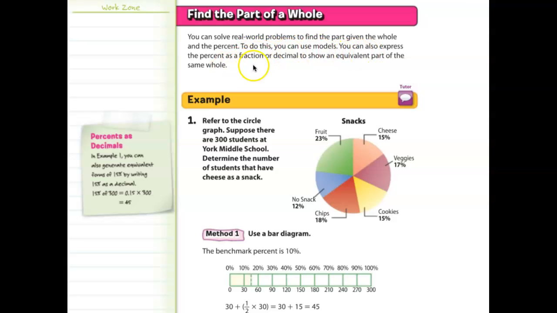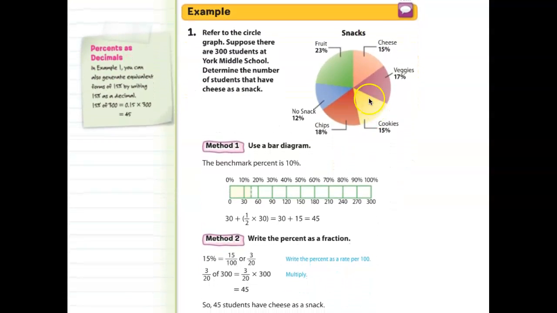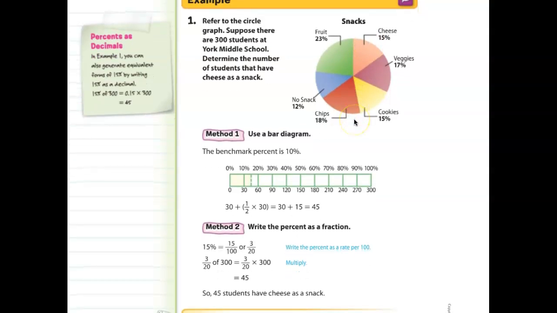You can also express the percent as a fraction or decimal to show an equivalent part of the same whole. In this first picture, we have a circle diagram, and the whole circle equals 100%, so all these parts equal 100%. Suppose there are 300 students and they each have a preference for snacks. We want to find out how many students like cheese as a snack. It says 15% up here.